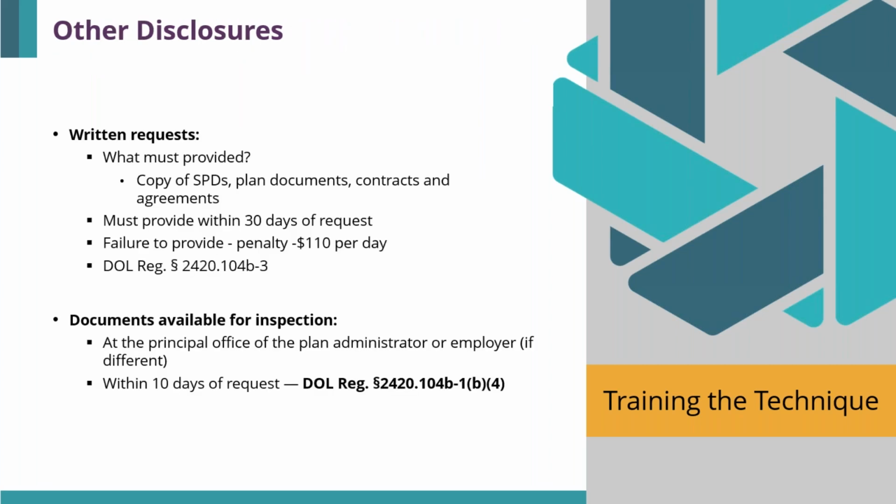Now, other disclosures. If an employee requests additional copies of SPDs or plan documents, they have a right to receive them. You must provide them within 30 days of the request. If there's a failure to provide, then the penalty could be as high as $110 a day. But in order to collect, they must file suit in federal court. So again, employees have a right to see various documents that support the benefits. So please, if you get a request, honor it.